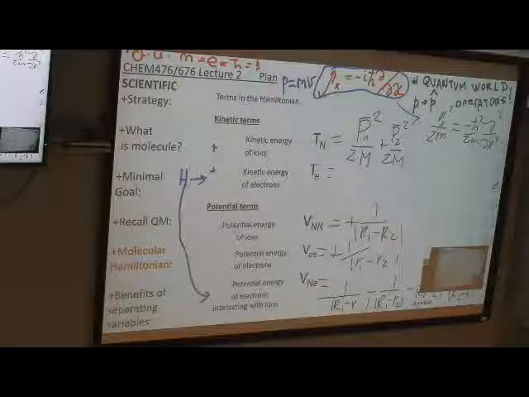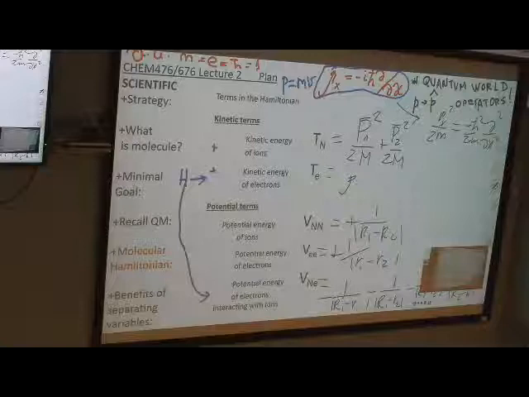And for electrons, it will be p lowercase 1 squared over 2 mass of electrons plus p2 squared over 2 mass of electrons.